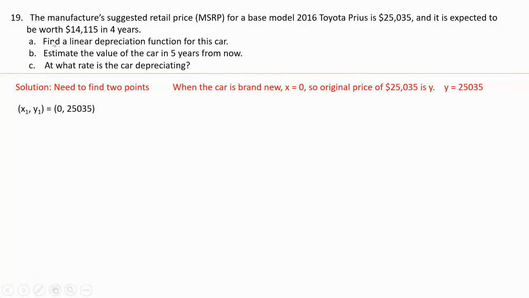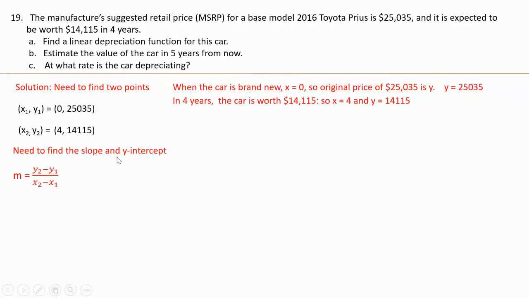Now I need to find another point. The other point, we're going to get it from the 14,115, and also from where it says 4 years from now. Okay, now if the car was brand new, right, and it was 0, then 4 years later, X equals 4 and Y equals 14,115. Here is the result of the second point. Okay. Now we did what we did in previous problems where we had to find the slope.